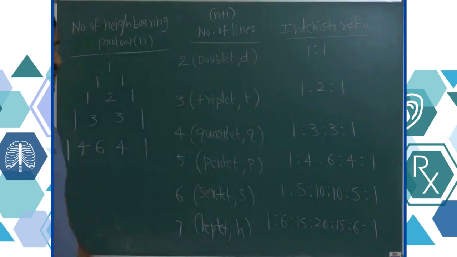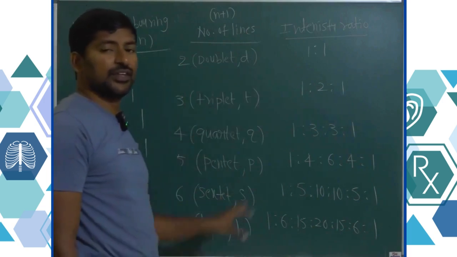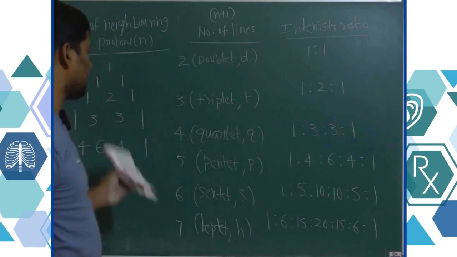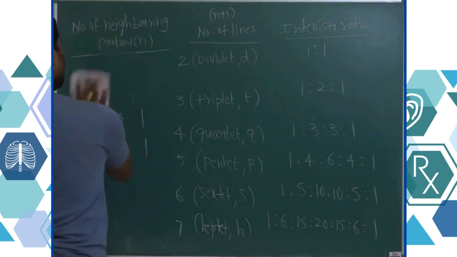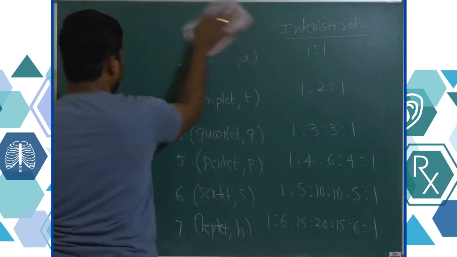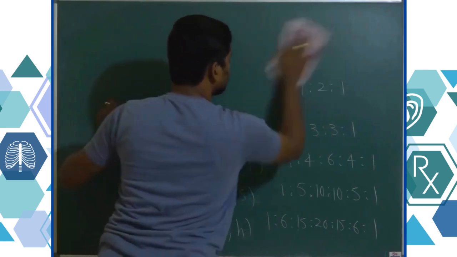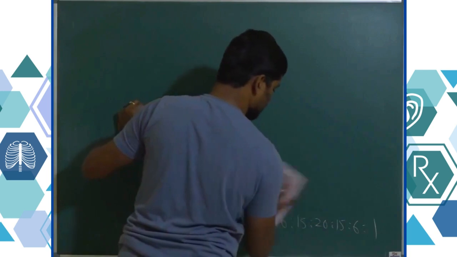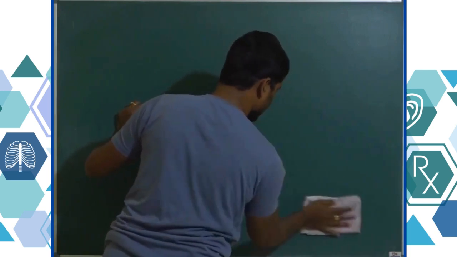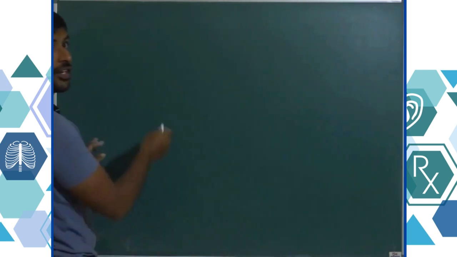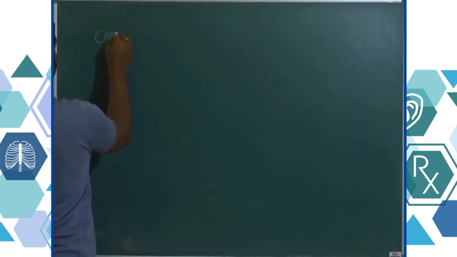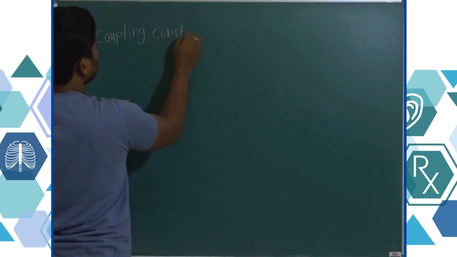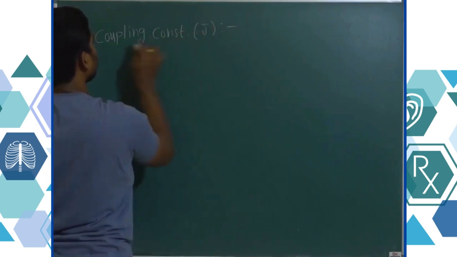And so this is the intensity ratio of the signals present in the multiplet that we can give based on Pascal's triangle. And last one, this is also important, coupling constant. In the next class we will see some questions based on all these spectra.